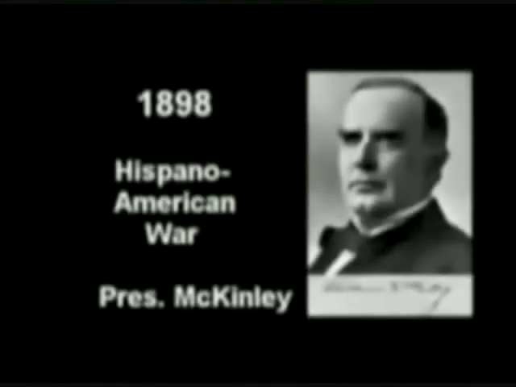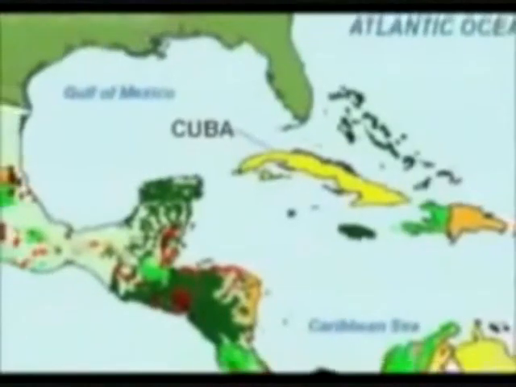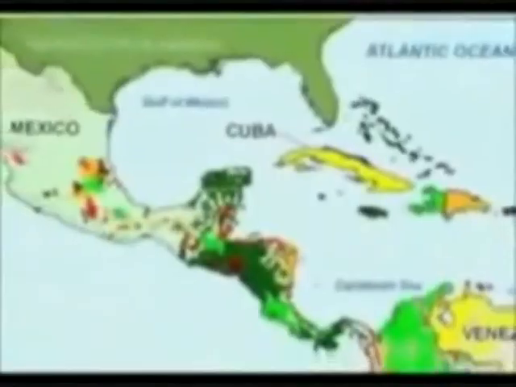In 1898, the United States went to war against Spain in order to take control of the Caribbean area. The pretext came from the sinking of the USS Maine, which was anchored near the Cuban island. The Spanish were immediately accused of the attack, even though they sternly denied any involvement in it.